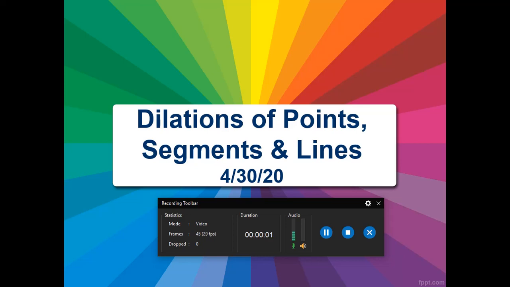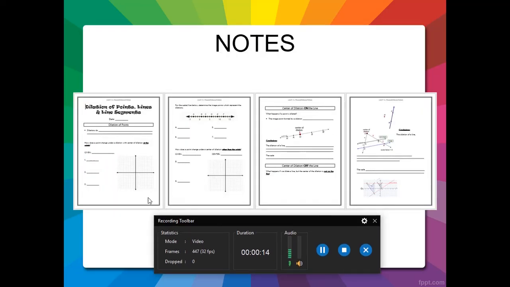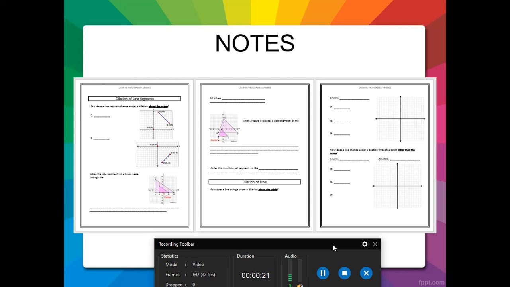Today's topic is dilations of points, segments, and lines. This is actually going to be a 2-day lesson, but you can put April 30th at the top of your notes. This packet is fairly large, so the first 4 pages look like this. And then the final 3 pages look like this.